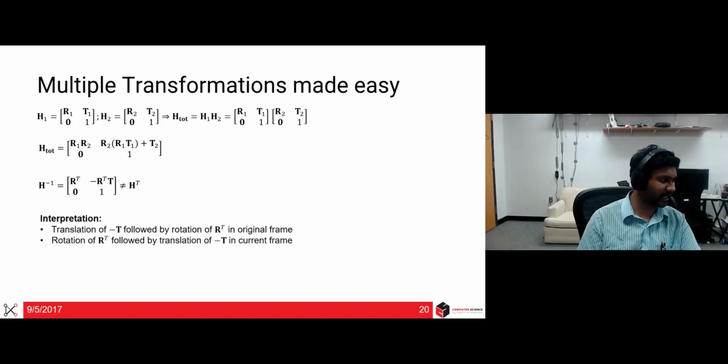So the interpretation is that a translation of minus T followed by a rotation R transpose in the original frame is also the same as a rotation of R transpose followed by a translation of minus T in the current frame. So pause the video for a minute and read those 2 lines 2-3 times until you understand why that is so. It's super easy if you just look at the math, but this is the physical intuition.